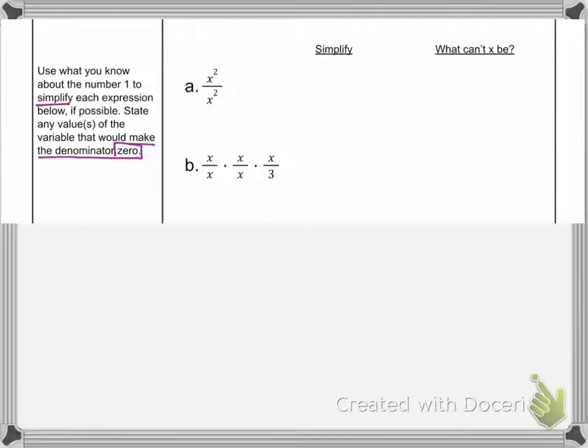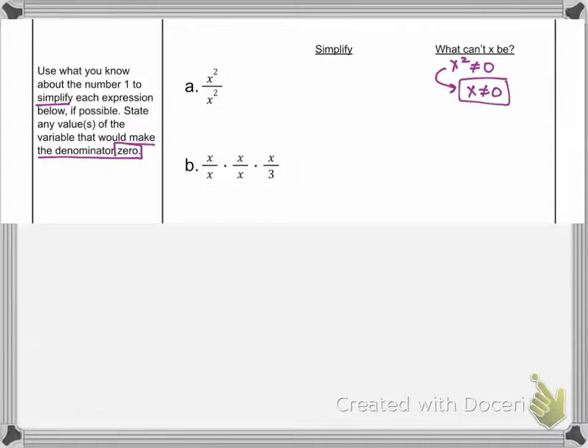So I'm actually going to start with the what can't x be, because you do have to do that before you do any eliminating of any variables. Here I'm looking at x squared in my denominator. I only care about what's in the denominator of my fraction, not the numerator. So that x squared can't equal 0, and what that means is x can't equal 0. Okay, so that's the what can't x be.